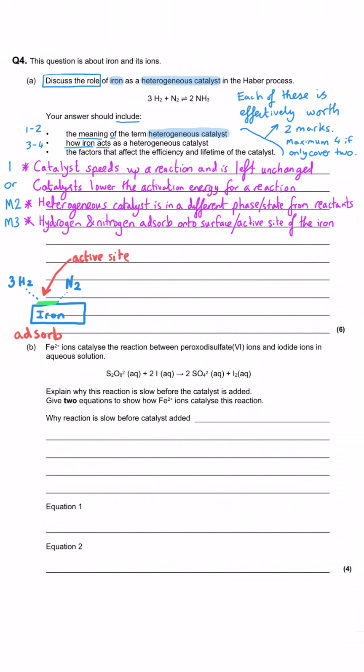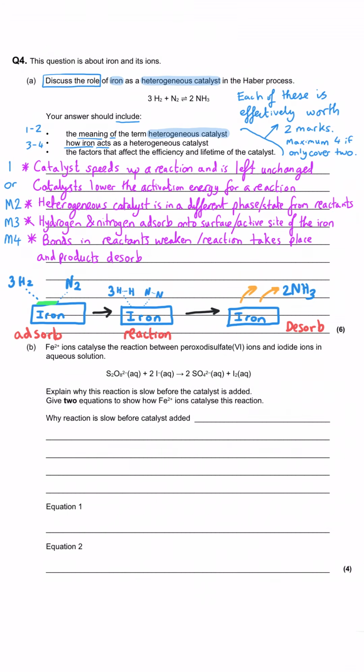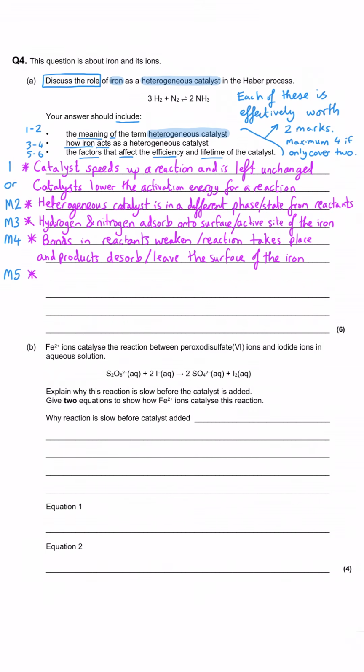Once they are on the surface of the iron, the bonds in those reactants are going to weaken and the reaction is going to take place. And then finally, the products that are made are going to leave the surface of this iron, and that process is actually called desorption. And then finally, we're being commanded to explain the factors that affect the efficiency and the lifetime of the catalyst. And there's really 2 parts to this.